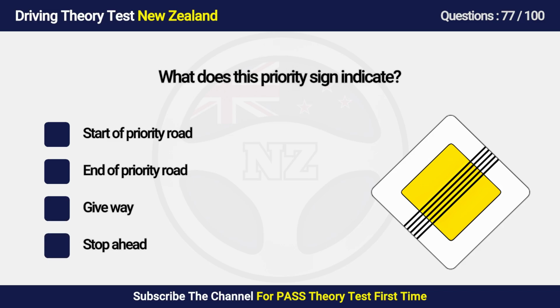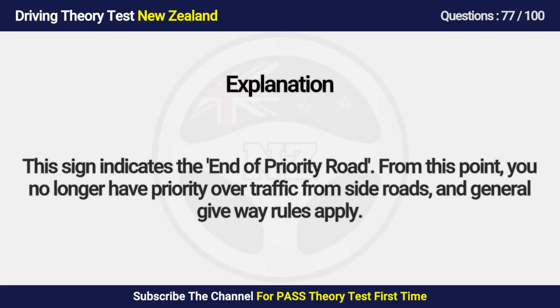A. Start of priority road, B. End of priority road, C. Give way, D. Stop ahead. Answers is B. End of priority road. This sign indicates the end of priority road. From this point, you no longer have priority over traffic from side roads, and general give-way rules apply.